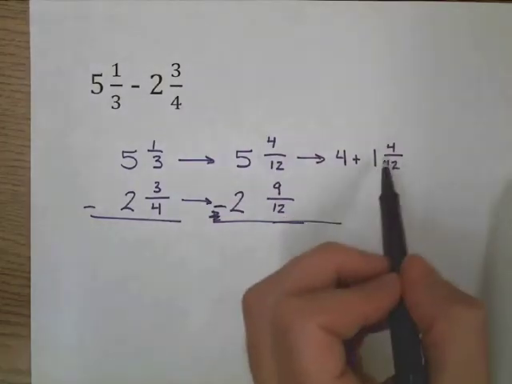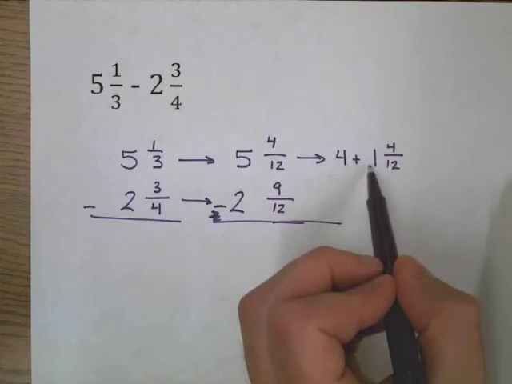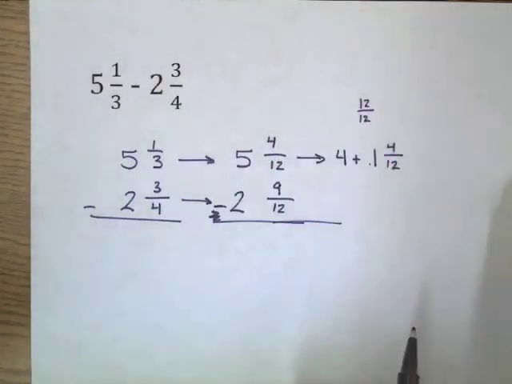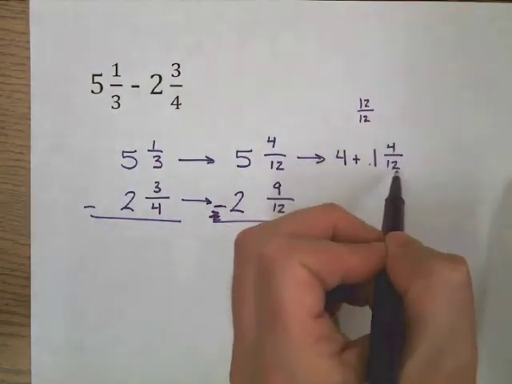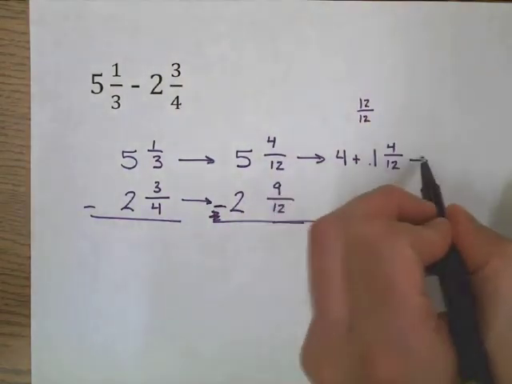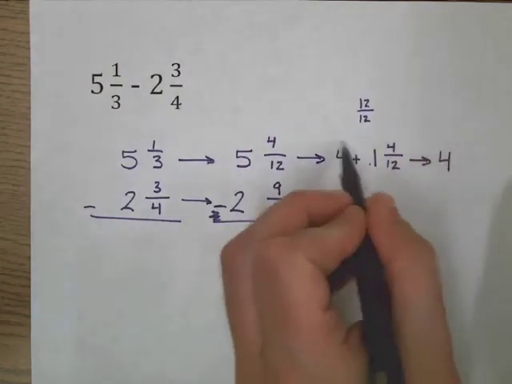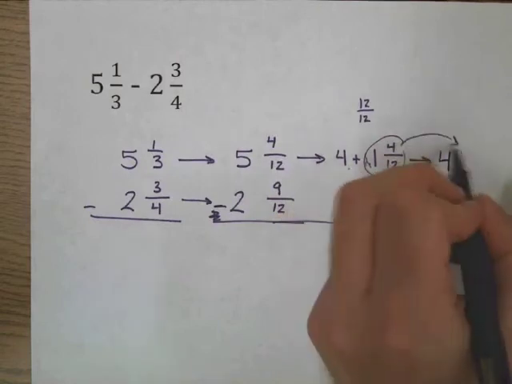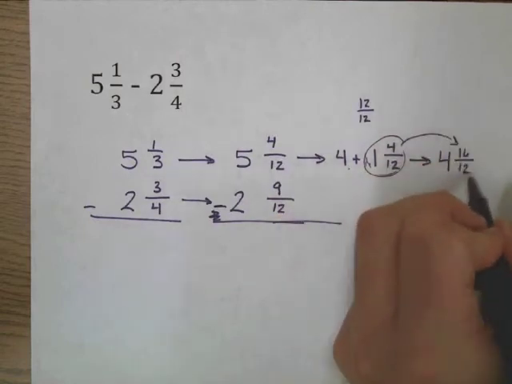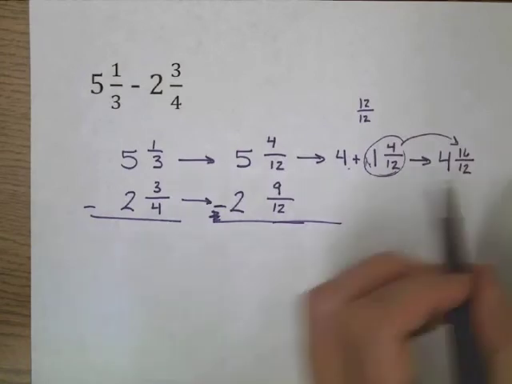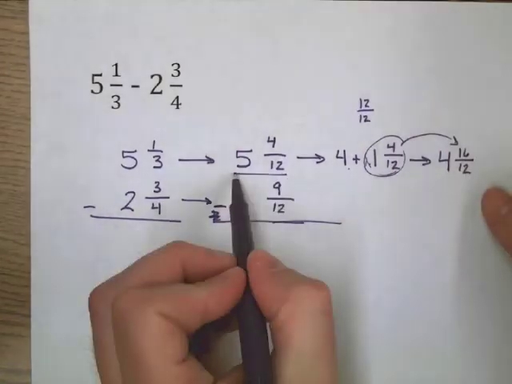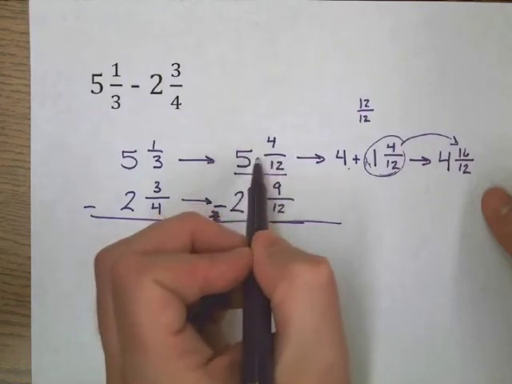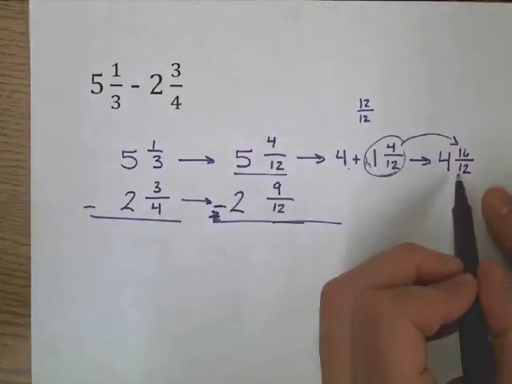But I need more 12ths, so I'm going to think of this 1 as 12/12. You can think of that 1 as 12/12. And 12/12 and 4/12 is 16/12. So I'm just going to rewrite this. This 4 is here. And this right here is becoming 16/12. So 4 16/12 is the same as 5 4/12. I'm just taking that whole and thinking of those as 12/12. And now I have 4 16/12.